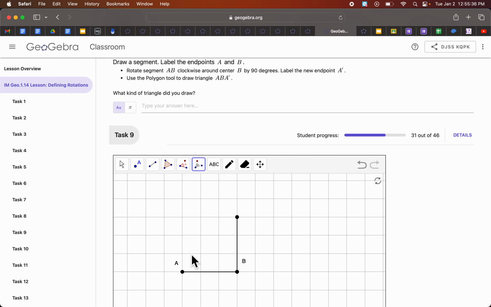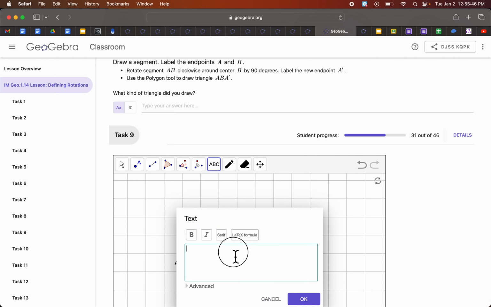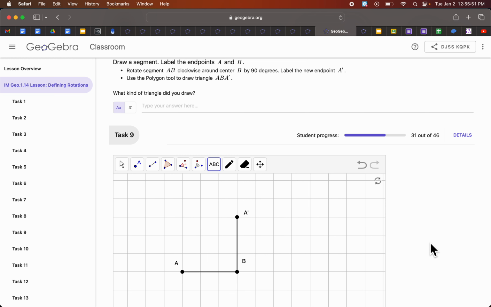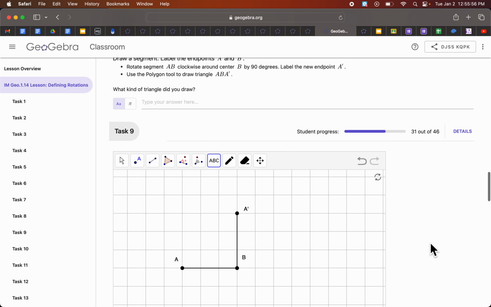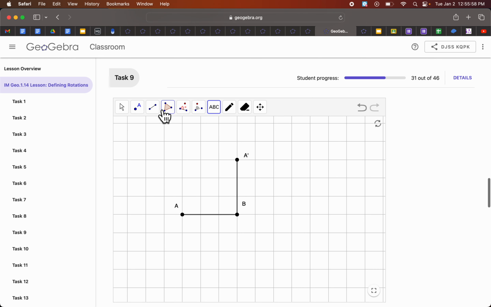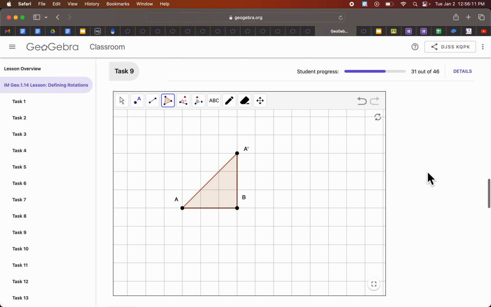Well, what would it be? If A moved up here, it would be A prime. So here we go. All right. Bam. Okay, and we're going to just get this out of the way so we can just use our A prime. There we go. And then it says use the polygon tool to draw triangle ABA prime. Okay. Seems pretty straightforward. Polygon tool, A, B, A prime. And of course, if I don't close it off, it's not going to be a triangle. I got to click back on A, and that'll close it off.